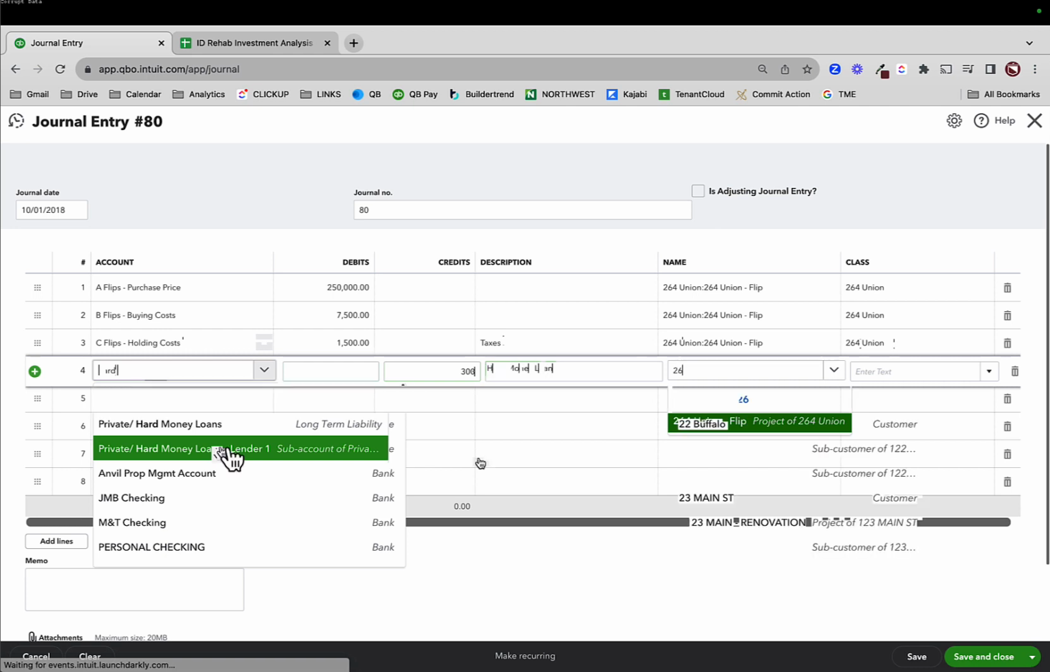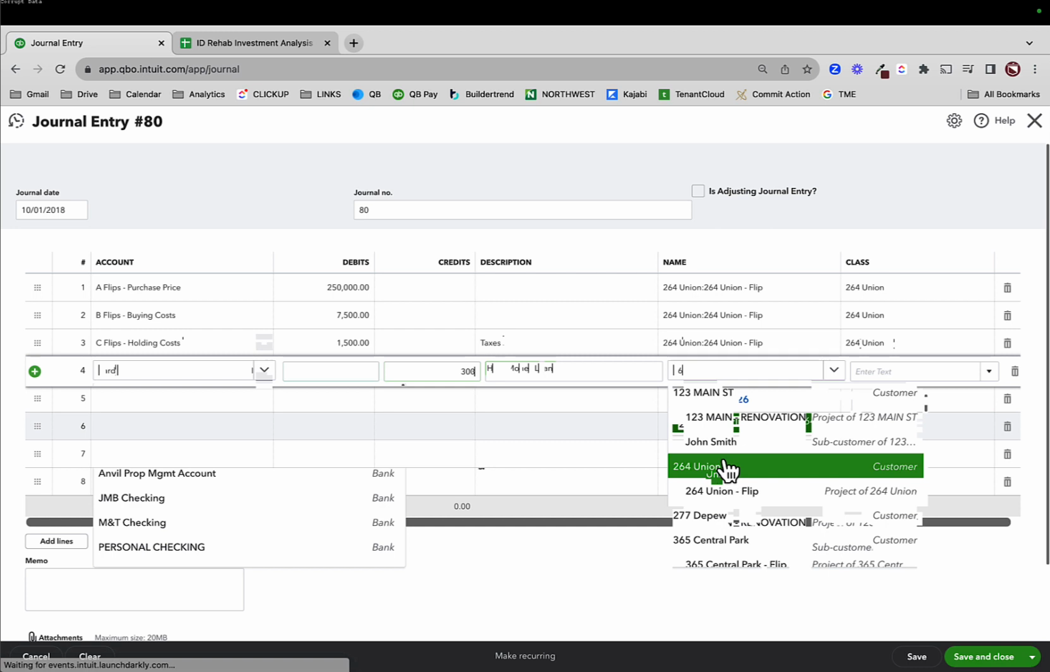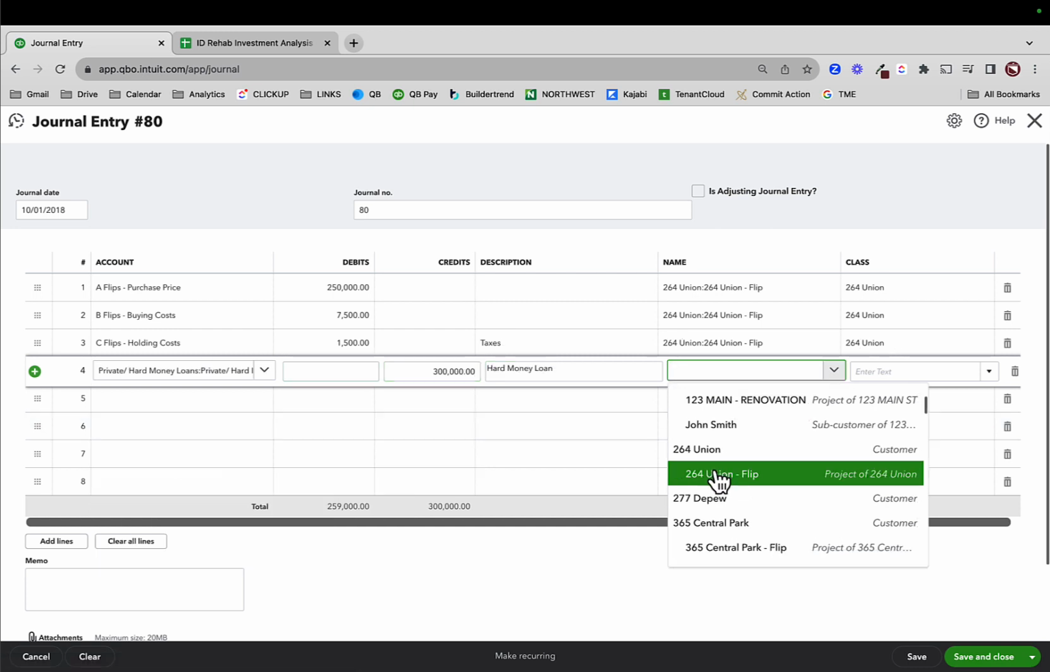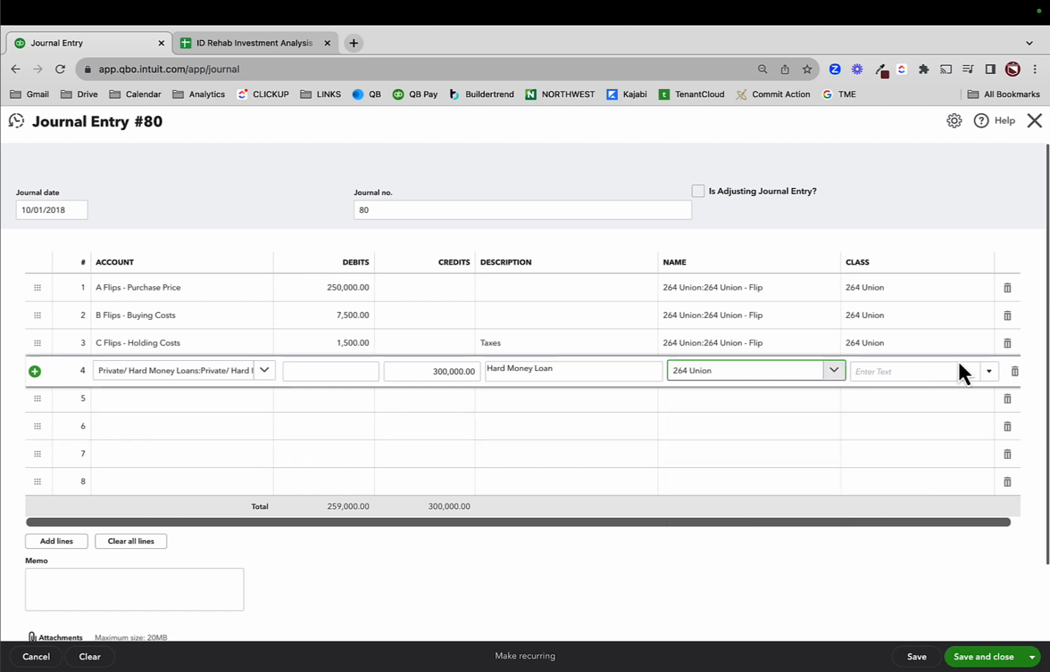Okay. Now, for a balance sheet transaction like this, I don't need to record to the project, and I probably don't want to. The reason is that the project level only is going to grab P&L transactions, so we don't gain much from this, and actually we keep our balance sheet simpler if we just record to our customer level. Okay, so that's our differentiation there.